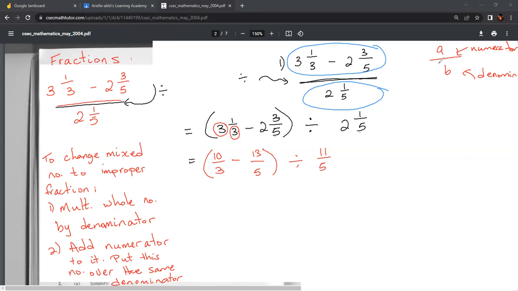Nice. Now, next step, I'm seeing brackets, I'm seeing minus, and I'm seeing division. So my go-to is BODMAS. Now, BODMAS tells me if you have brackets, work whatever is in the brackets first. So I have 10 over 3 minus 13 over 5. My denominators are different. So I have to make them the same by finding the LCM. The LCM of 3 and 5, I showed you how to get it, is 15. So I want to make each of these denominators 15.